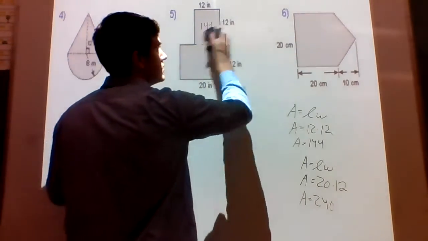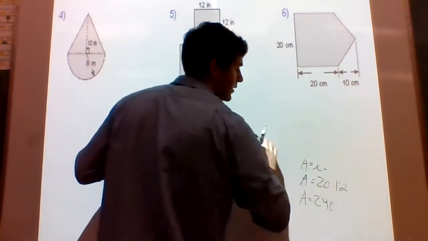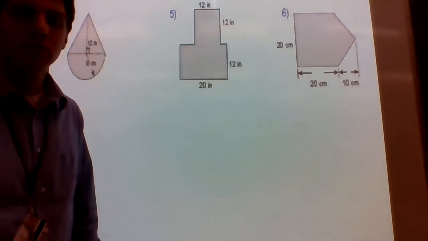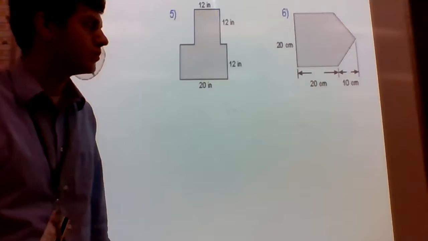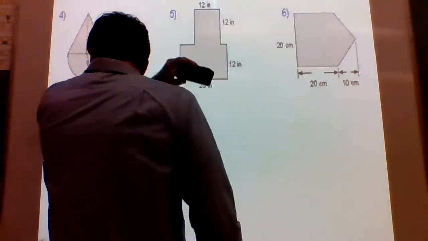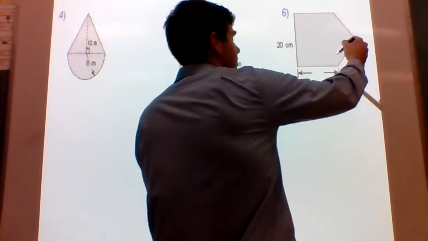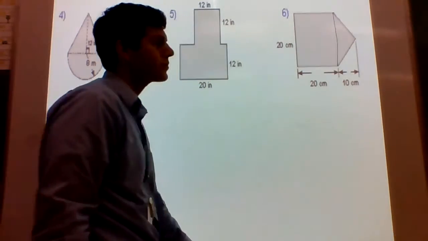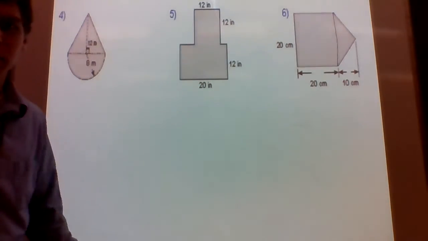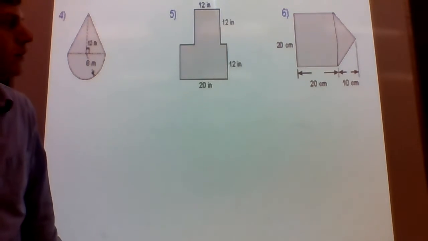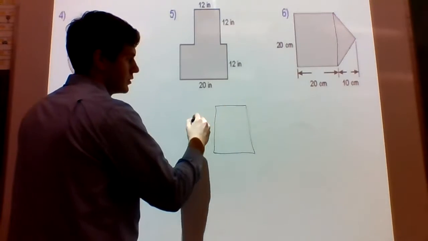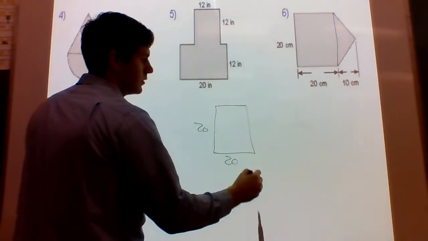The last one. Okay, step 1 is to break it into components. So what two figures can we divide it into? Well, we make it into a square, or I'm sorry, a rectangle and a triangle. But it's going to end up being a square. A square is a rectangle. So we have our rectangle, which is also a square, which is 20 by 20.